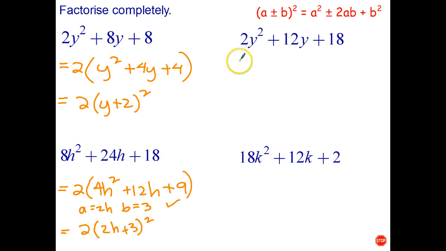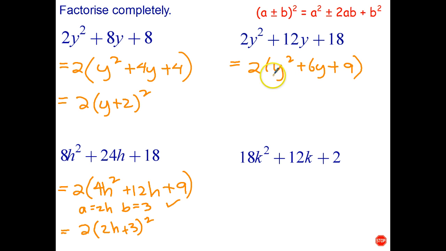Okay, let's see how you went. Okay, first off, we got a common factor of 2. So we take out the common factor of 2. That leaves y squared plus 6y plus 9. So the question is, is that a perfect square? Does it fit the pattern of a squared plus 2ab plus b squared? Well, let's go ahead and find out.